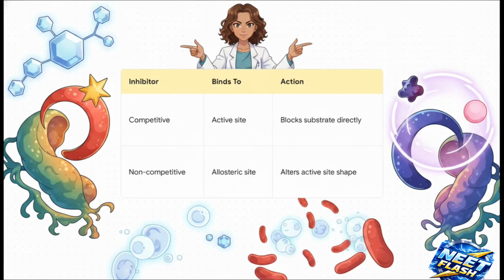Non-competitive inhibitors are a lot sneakier. They bind to a totally different spot on the enzyme called the allosteric site. When they do that, they cause the entire enzyme to change its shape, which means the real substrate can't fit into the active site anymore.